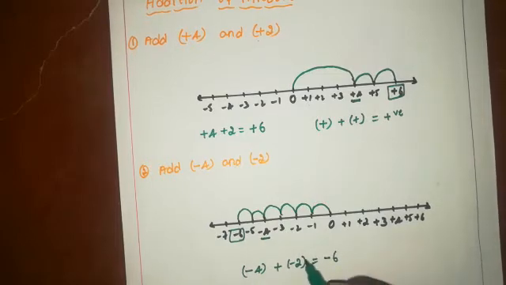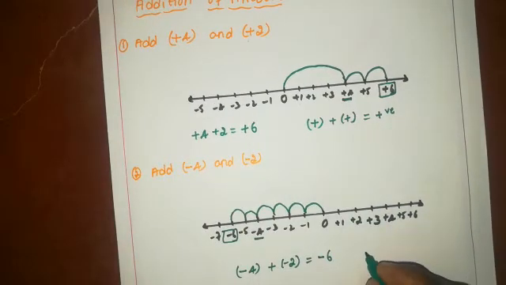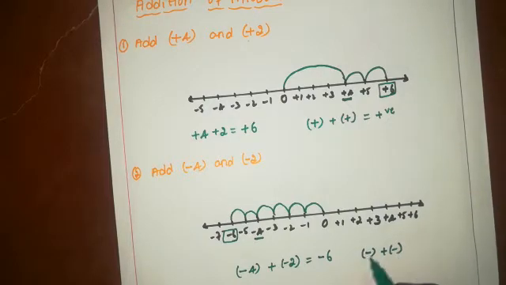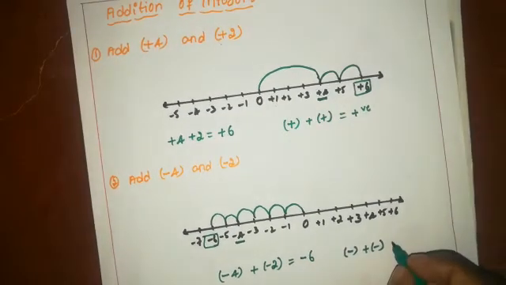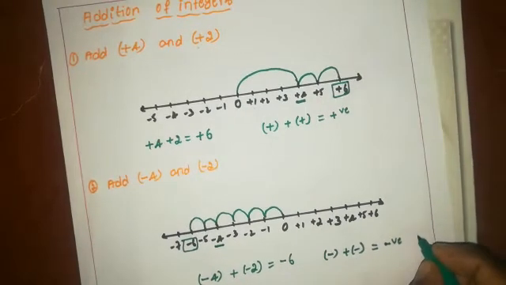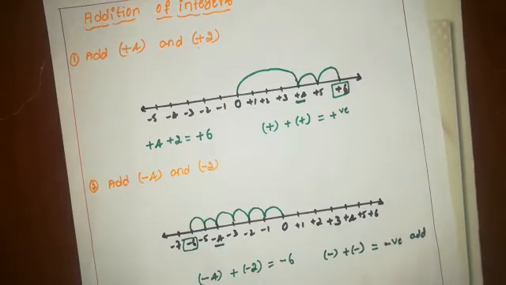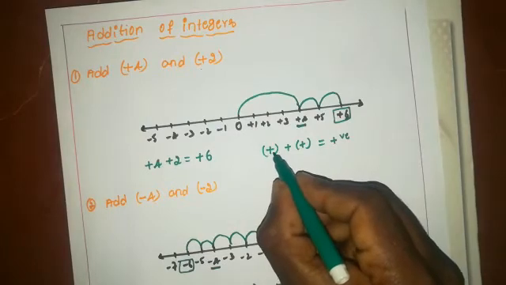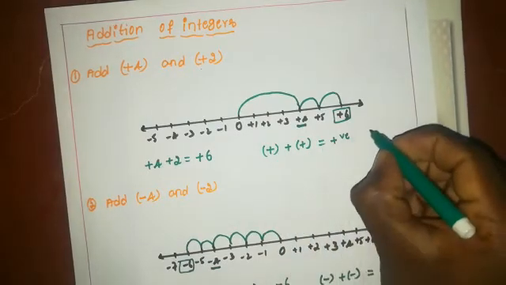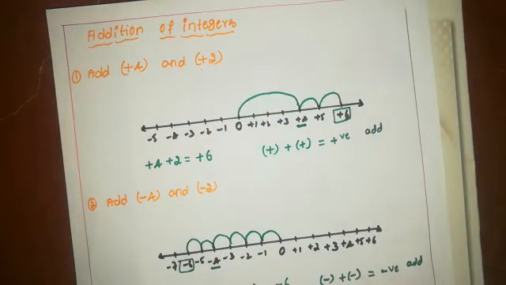By observing this, when we add two negative integers, which means minus plus minus, we get a negative integer. In this case we get the negative integer, and we have to add the integers. Here it is also the same: when we add two positive integers we get positive. In this case also we have to add the integers.